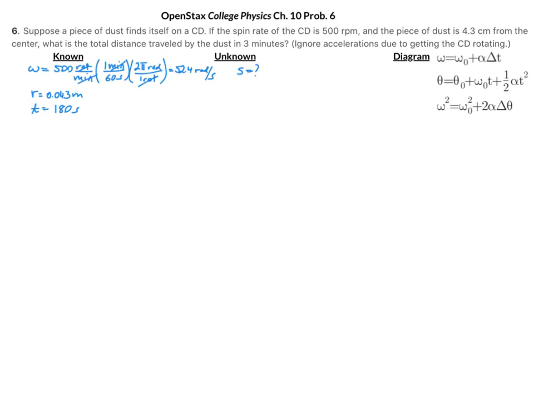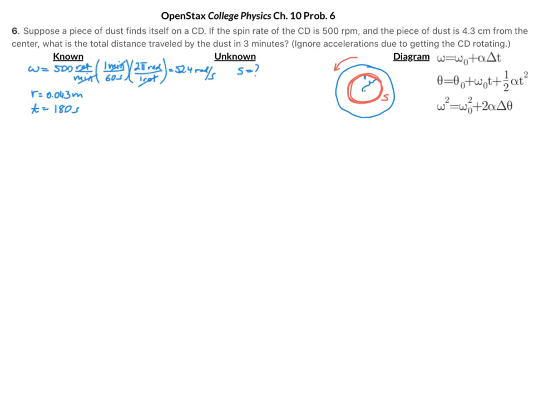So let's draw a little diagram here. So here's our CD, and the speck of dust is there, and this is distance r that we were given. As the CD is spinning, rotating like this, the speck of dust is going to go around and around like that, and it will travel some distance, arc length s. And we're looking for that length s.